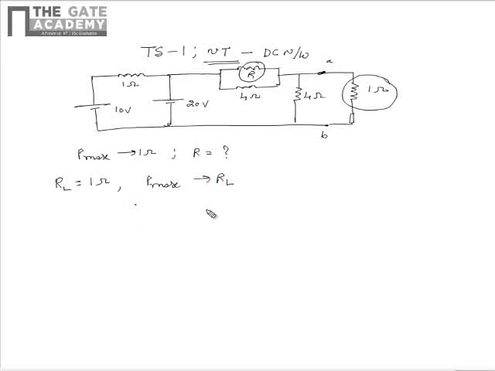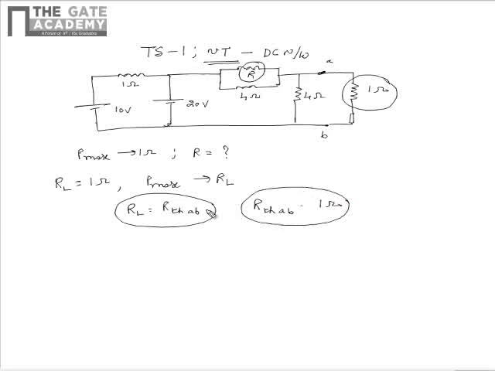It means that the load resistance RL should be equal to the Thevenin's resistance as seen from the terminals A and B. That is, the Thevenin's resistance as seen from the terminals A and B should be equal to 1 ohm for maximum power transfer to the load resistance. So we need to find the value of R such that RThAB is equal to 1 ohm.